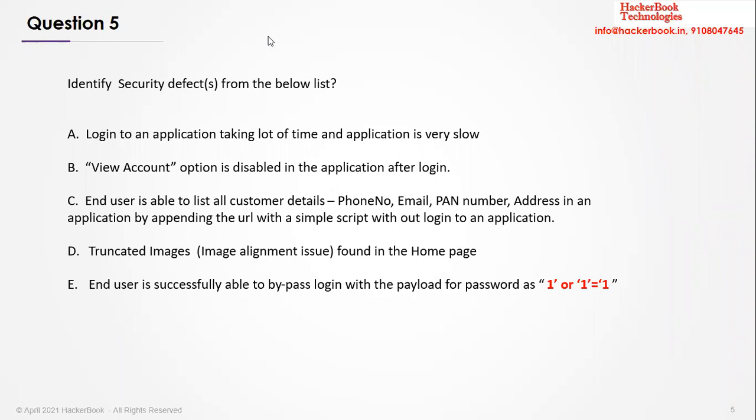So the last one is clearly a security defect, authentication bypass. Remember the term authentication bypass, using the payload 1 or 1 is equal to 1. Option C and option E are the correct answers. The question is to identify only security defects. So C and E are the correct answers.